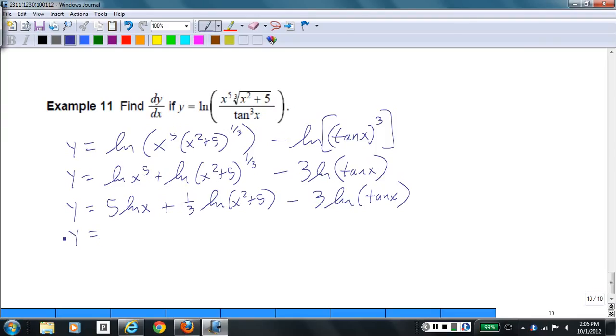So dy dx time, there we go, dy dx. This is just the constant multiple rule. Derivative of 5 times natural log of x is 5 times the derivative of the natural log of x, so 5 times 1 over x. Nothing fancy going on there at all. A little fancy for the next one. It's 1/3 times the derivative of natural log of an expression, which is 1 over that expression, times the derivative of that expression.